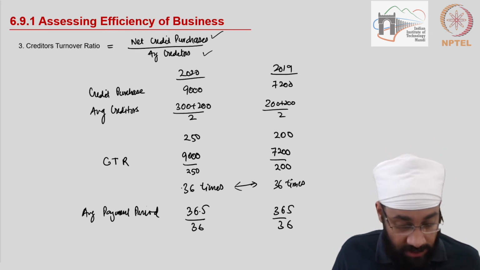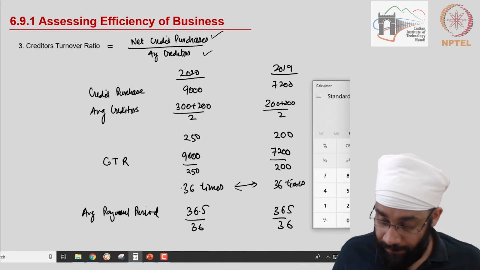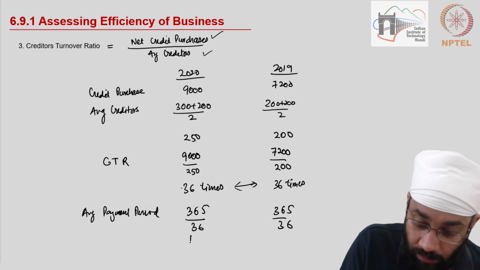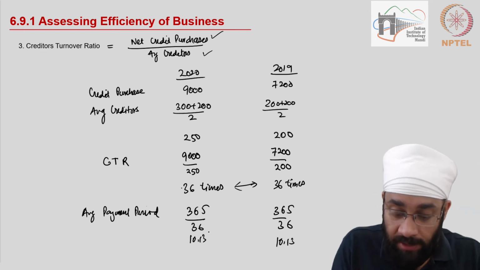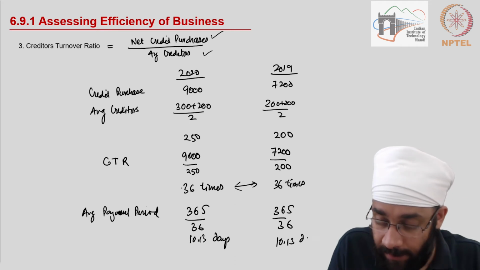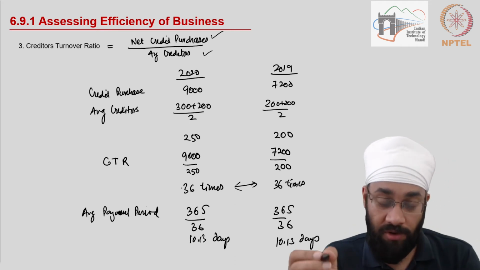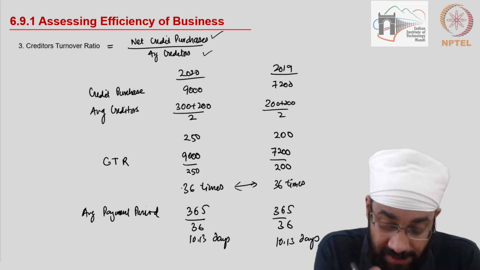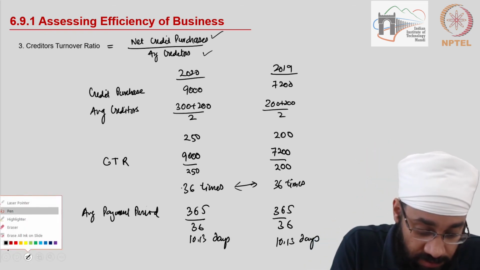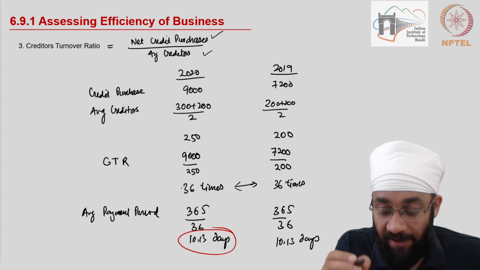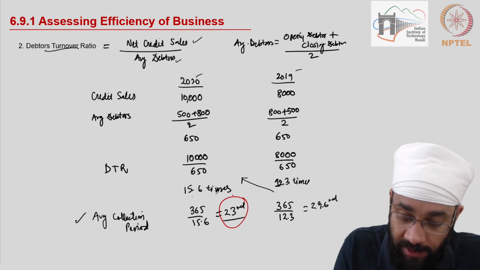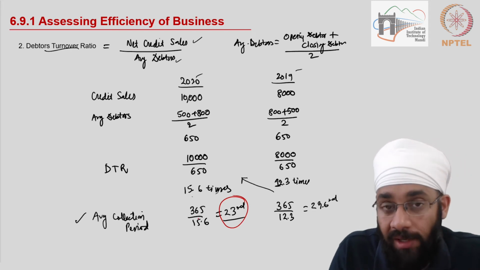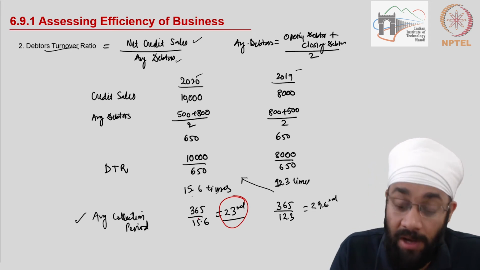365 divided by 36 gives you 10.13. So 10.13 is the number of days after which you pay your creditors. Now if you compare these numbers, let me just use this pen. So every 10th day you are paying your creditors, and in the previous slide we had every 23rd day we were recovering from our customers.